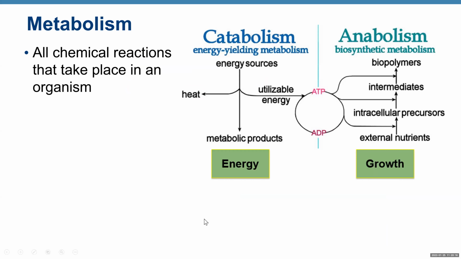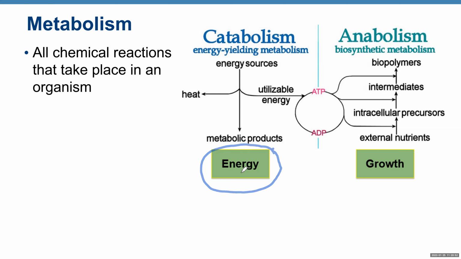Now, what is metabolism? If we're talking about all this exergonic, endergonic reaction, catabolism, anabolism, well, metabolism is all chemical reactions that take place in an organism. Metabolism is made of catabolism and anabolism. Catabolism, we already said, is energy-yielding metabolism, and anabolism is biosynthetic metabolism. For catabolism, our major goal is to release energy.